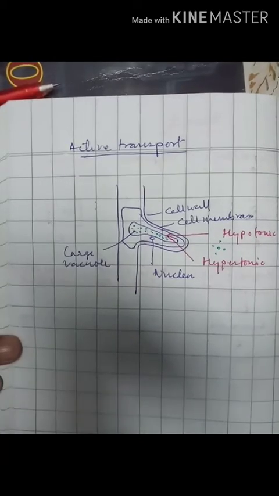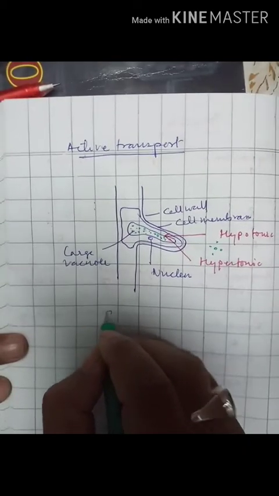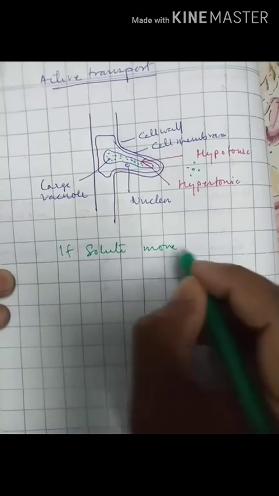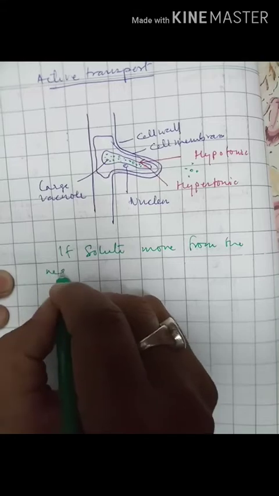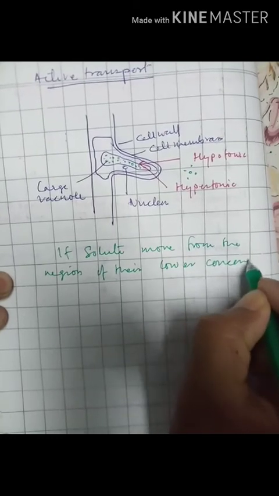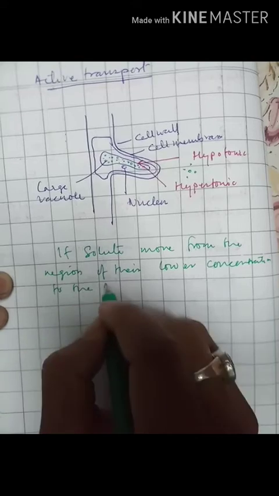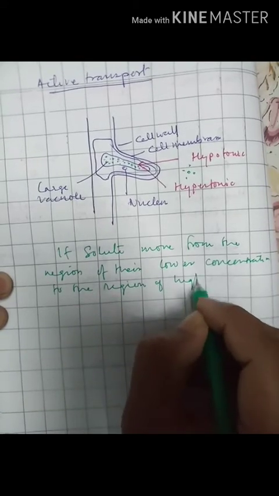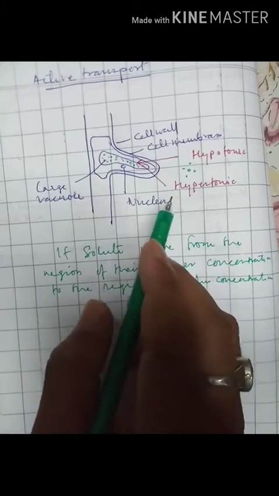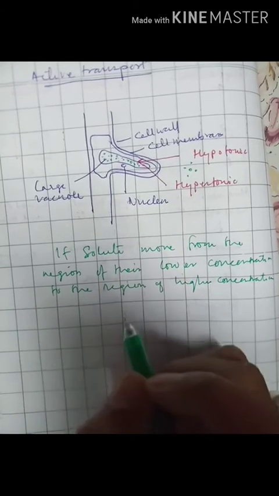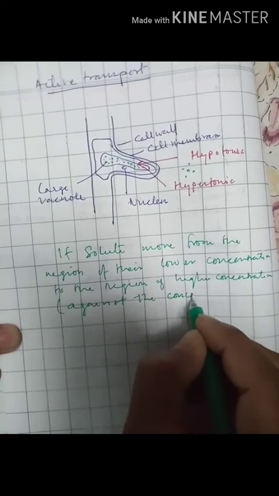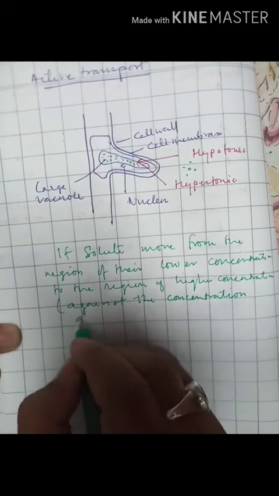If any substance, basically solute, moves from the region of lower concentration to the region of higher concentration, it is called movement against the concentration gradient.